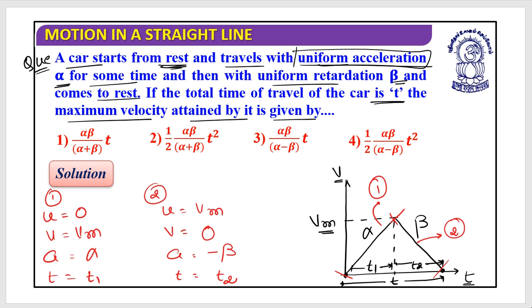So go through the data, because I want you to remember these conditions: a car should start from rest, it should travel with a uniform acceleration for some time, and then it should retard and come to rest, and you should have the total time of the journey. Then you can find out the Vmax.